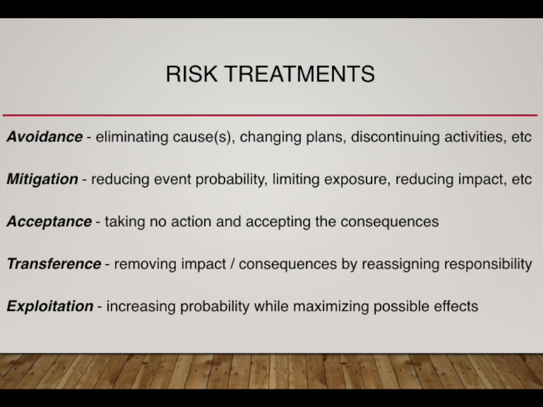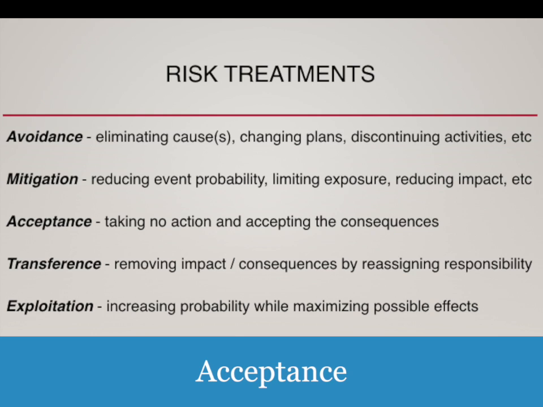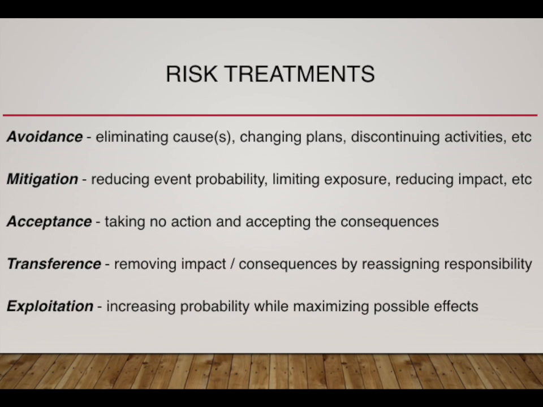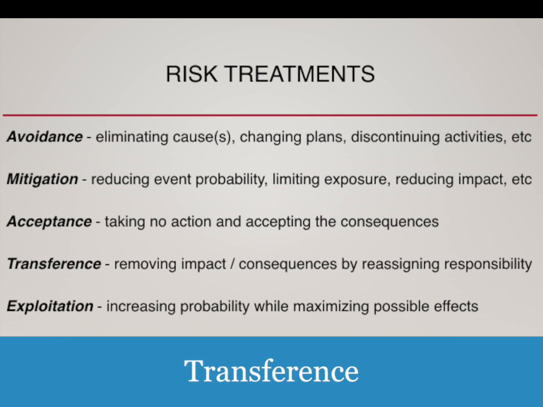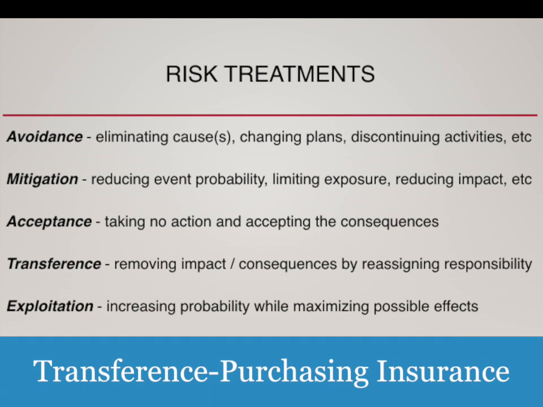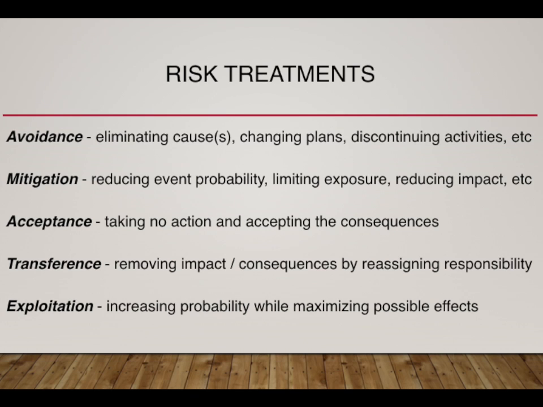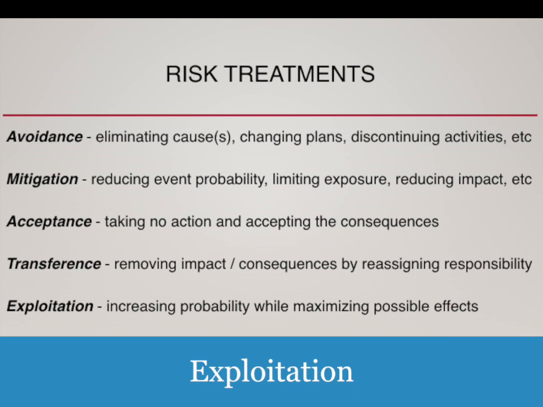Some organizations may accept the risk. Acceptance takes no action and accepts the consequences. Transference is removing impact and/or consequences by reassigning responsibility. An example of transference would be purchasing an insurance policy that would cover the capital outlay or the penalties of a risk. And finally, exploitation.